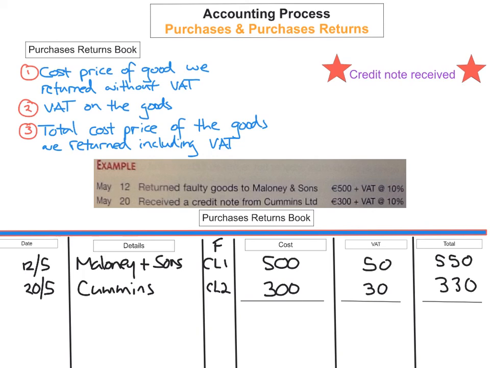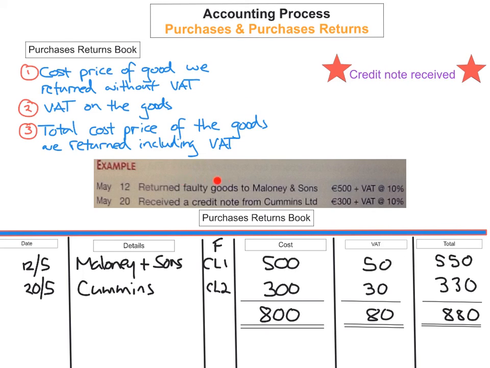So we're going to add up what our total cost was of all the goods that we returned, and that was €800, excluding VAT. The total VAT that we paid was 80, and the total price, including the cost and the VAT, you add those together, and that was 880. Okay, there's just one other thing you need to do and you need to draw 2 lines underneath when you have your total. Okay, so we get 2 lines, and we put them underneath our totals, just like that.